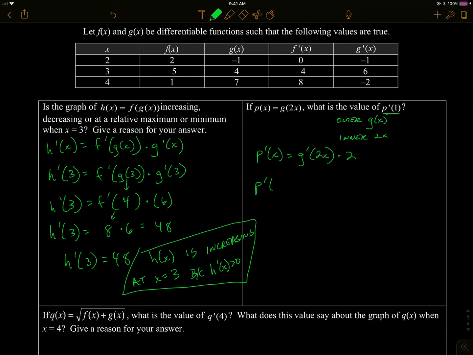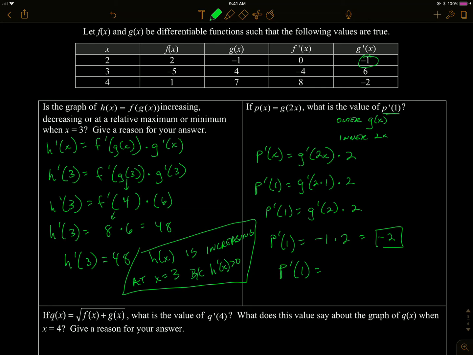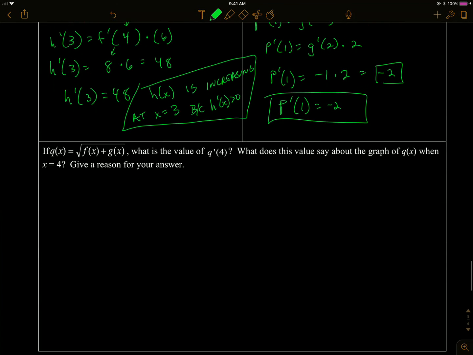So now we want to evaluate p prime of 1. So that means if I plug 1 in, I get g prime of 2 times 1 times 2. So I'm going to say p prime of 1 is equal to g prime of 2, I've got to simplify inside there, times 2. So then p prime of 1 equals g prime of 2. So g prime is here, and then for an x value of 2, we're getting negative 1 times 2. We get negative 2. So I should rewrite p prime of 1 equals negative 2. We evaluated the derivative at 1 as negative 2.